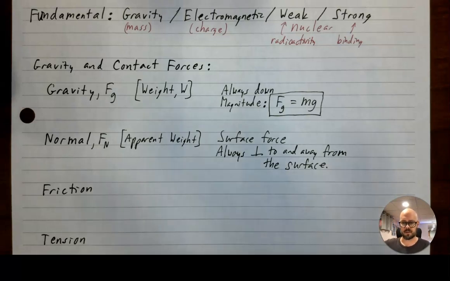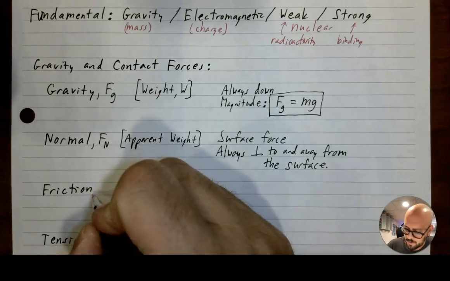So when you put an object down on a table, the weight of that object strains the bonds between whatever atoms and molecules are making up that surface. When those bonds get strained, they push back, and that electromagnetic pushback is what we experience as the normal force. So it supports us because of our own weight. Okay, friction is up next.